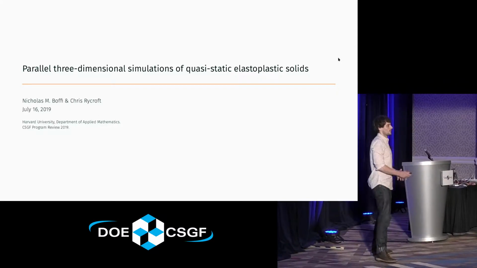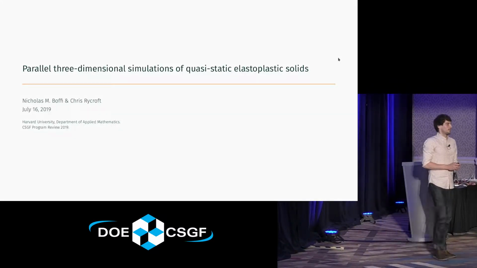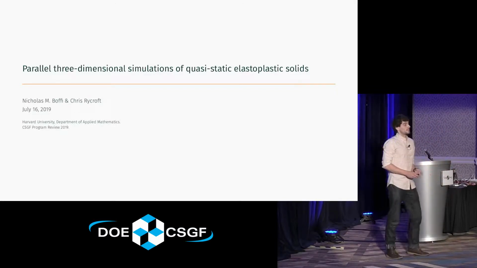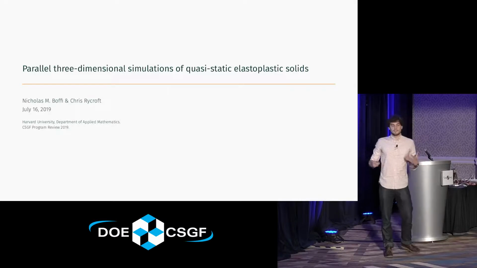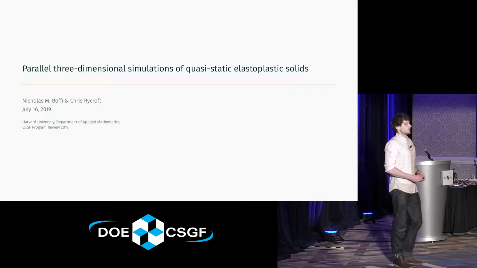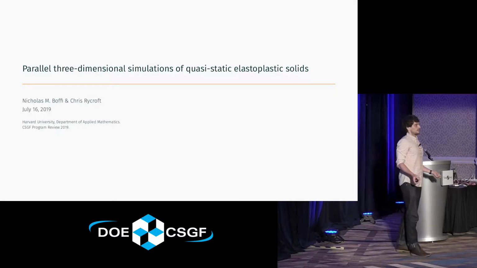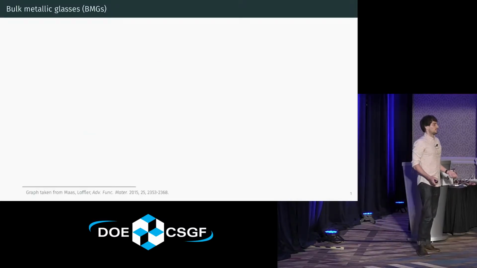And I'm going to talk about some of the work I've been doing modeling plastic deformation in amorphous materials at the continuum scale in parallel in the quasi-static limit. So the materials of interest, a sort of test case for our algorithms, are going to be bulk metallic glasses. A bulk metallic glass is a solid material held together by metallic bonds with an amorphous atomic scale structure.